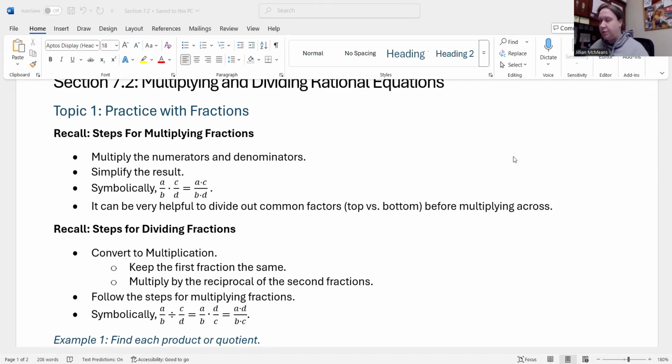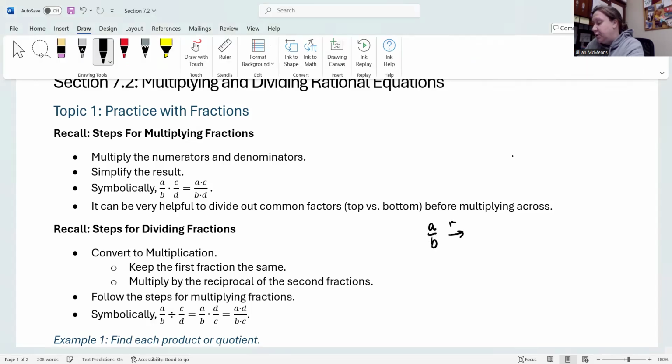Remember, if I have the fraction a over b, the reciprocal is b over a. You just flip the fraction upside down. So you keep the first fraction the same, you multiply by the reciprocal of the second fraction, and then you just follow the rules for multiplying. You multiply your numerators, then your denominators, and then you simplify. Symbolically, a over b divided by c over d becomes a over b times d over c.